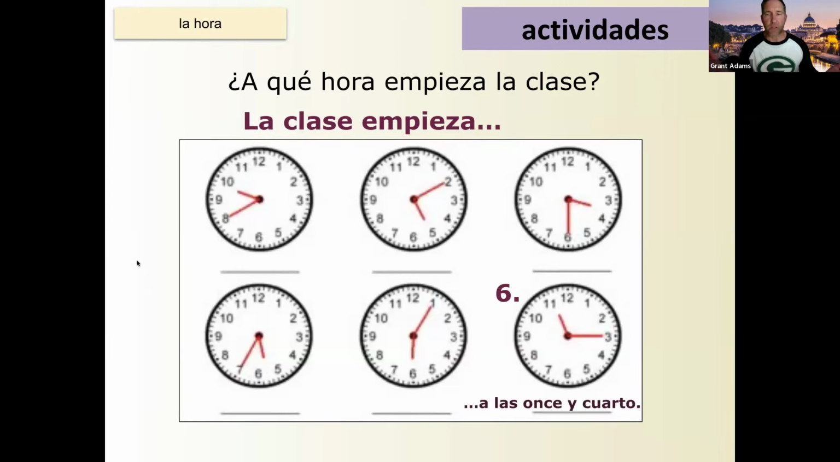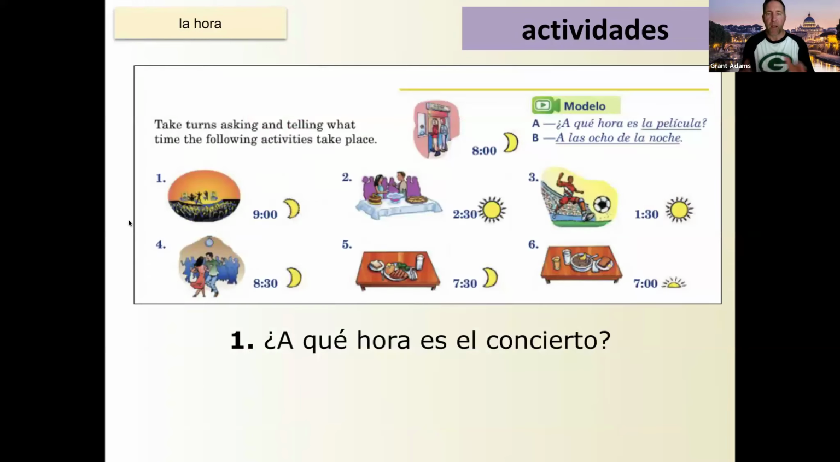Perfecto. A las 11:15. Could we say 15? Sure, why not? 11:15. Número 3. Could we say 3:30? Sure. Excelente. Perfecto, perfecto. Y cuarto y 15. Bien, muy bien. Ok. Un poco más difícil.